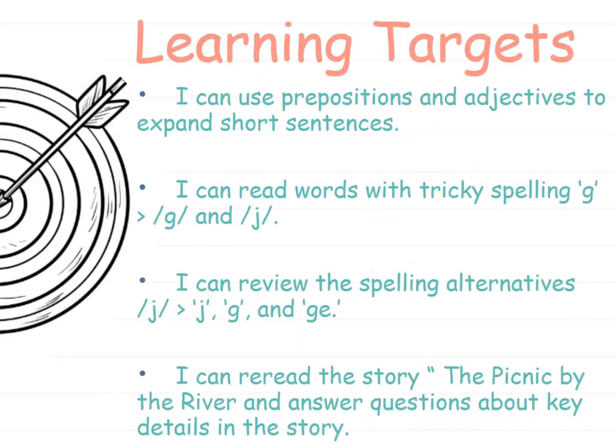Let's review our learning targets again. I can use prepositions and adjectives to expand short sentences. I can read words with tricky spelling G representing the G and J sounds. I can review the spelling alternatives for J, G, and GE. I can reread the story, The Picnic by the River, and answer questions about key details in the story.